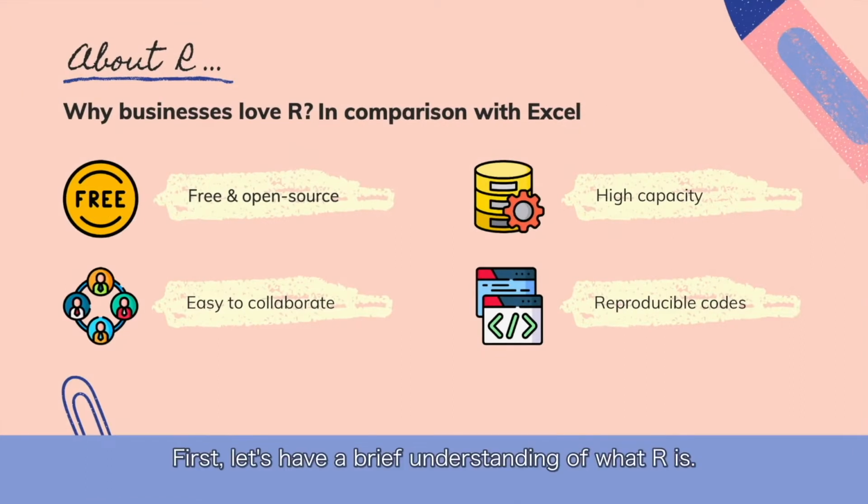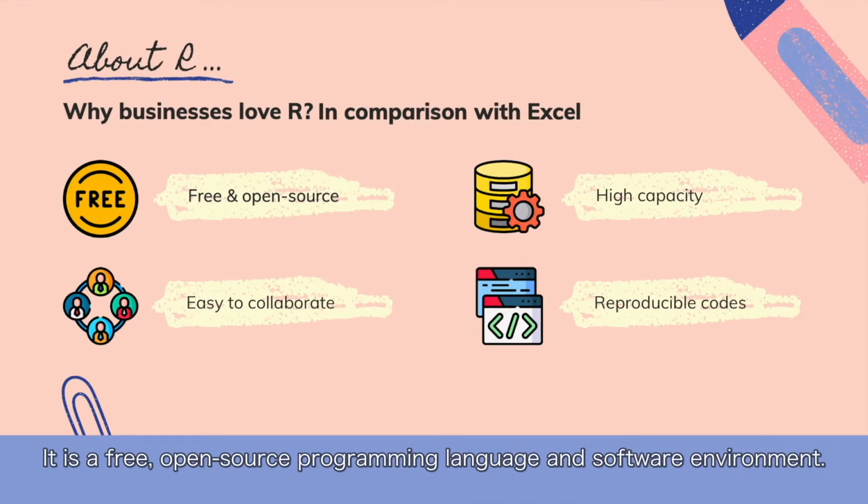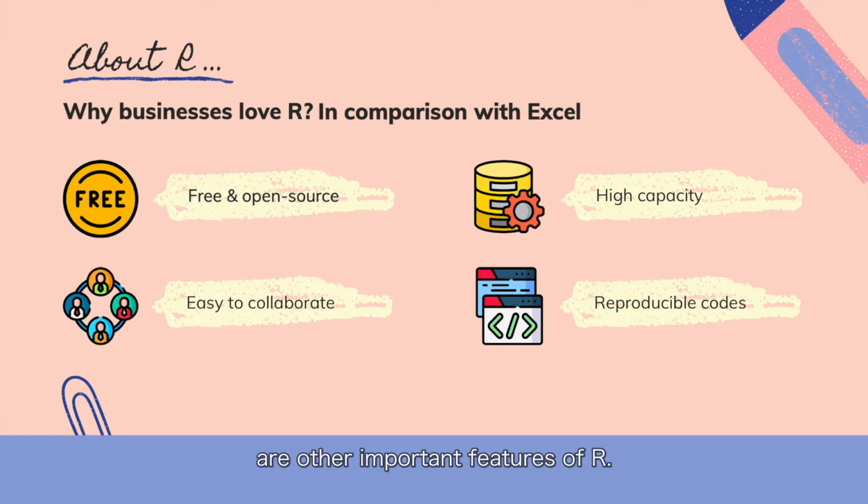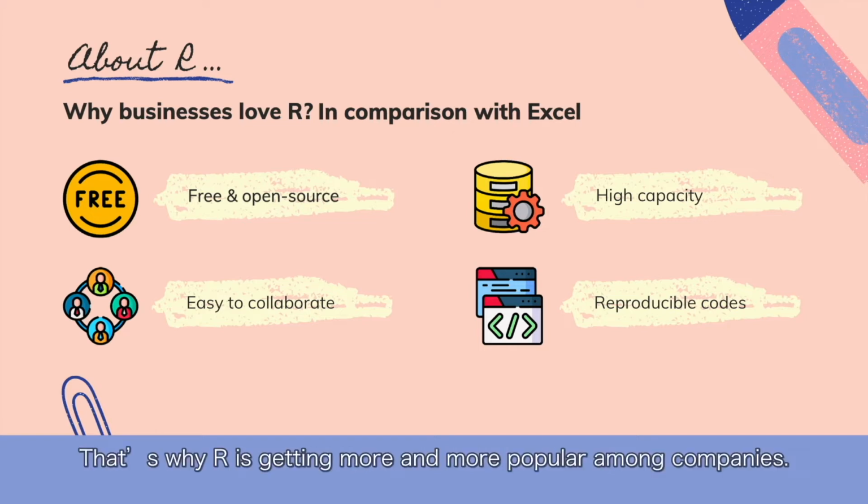First, let's have a brief understanding of what R is. It is a free, open-source programming language and software environment. Apart from that, easy collaboration, high capacity, and reproducible code are other important features of R. That's why R is getting more and more popular among companies.